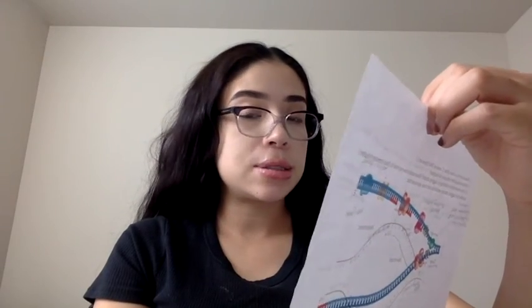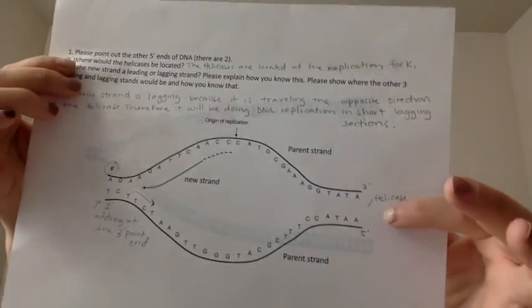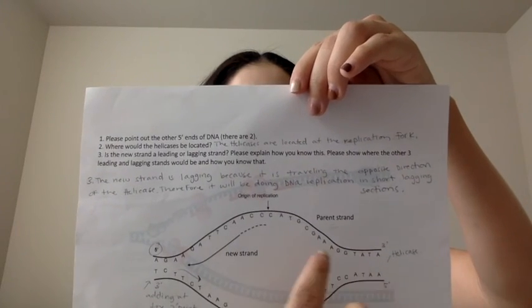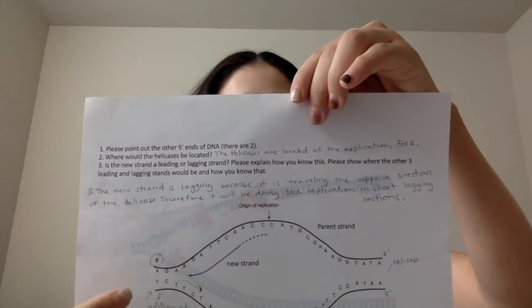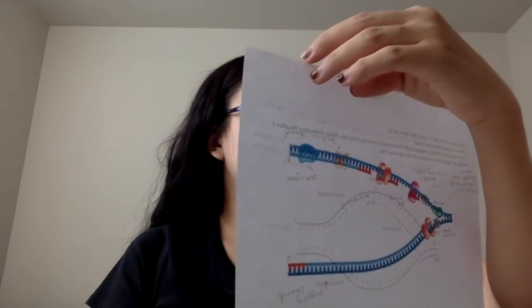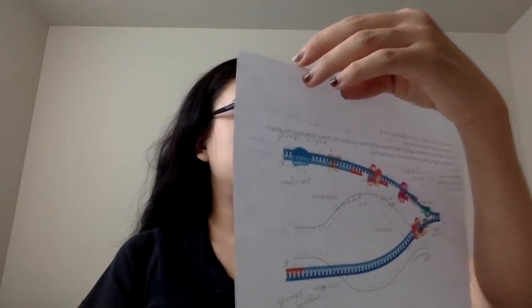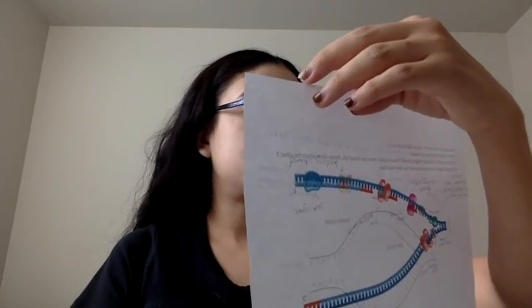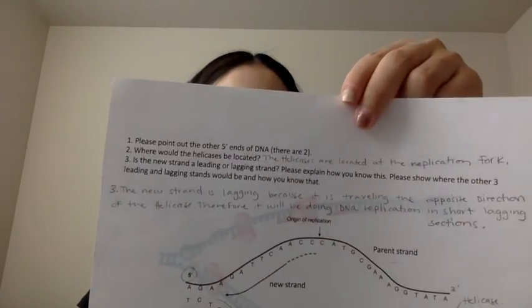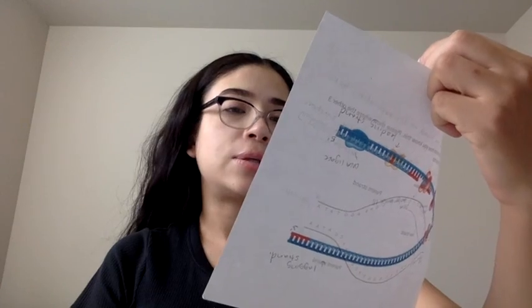Where would the helicases be located? I said that it was located here, and it is moving in the opposite direction of the new strand, so it is lagging. So number 3, is the new strand a leading or lagging strand? The new strand is lagging because it is traveling the opposite direction of the helicase. Therefore, it will be doing DNA replication in short lagging sections.